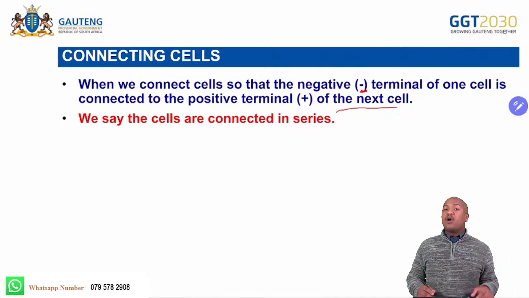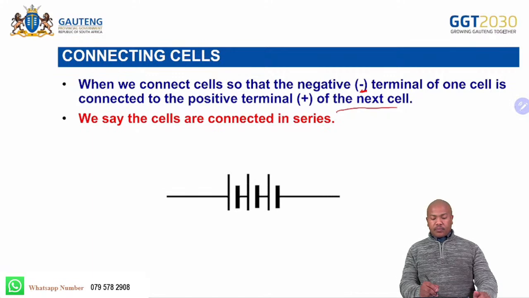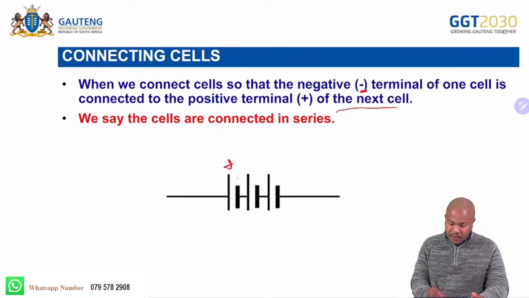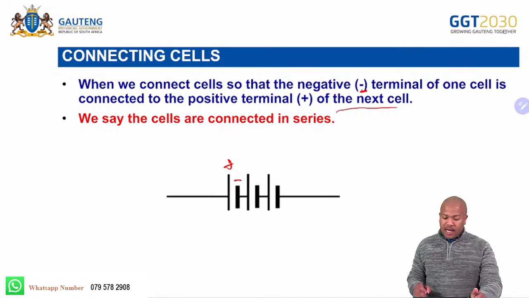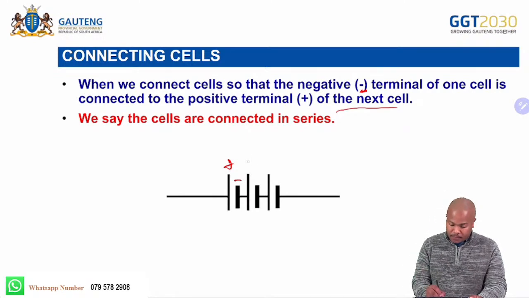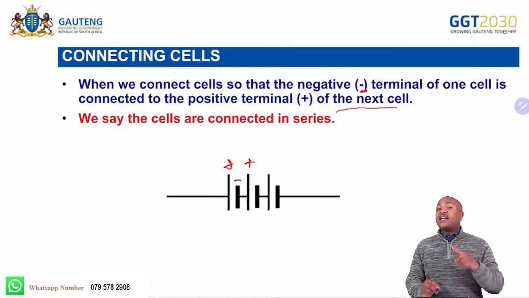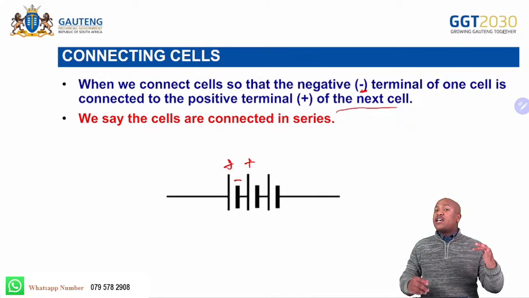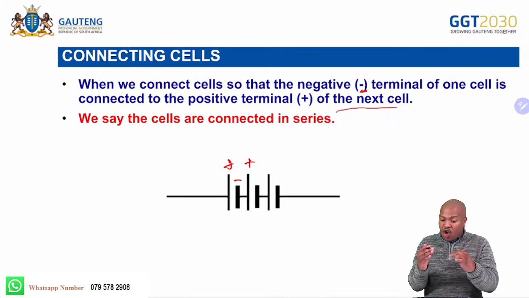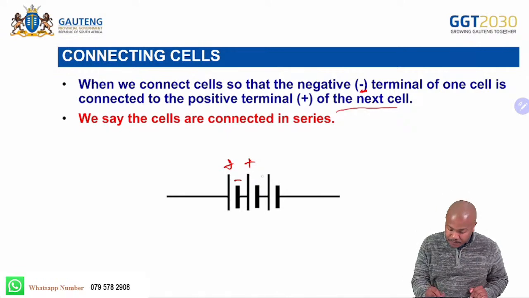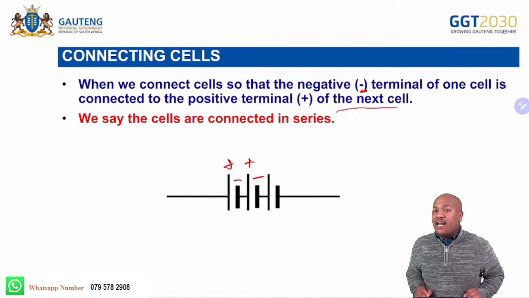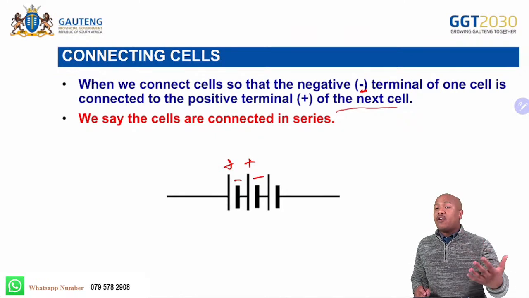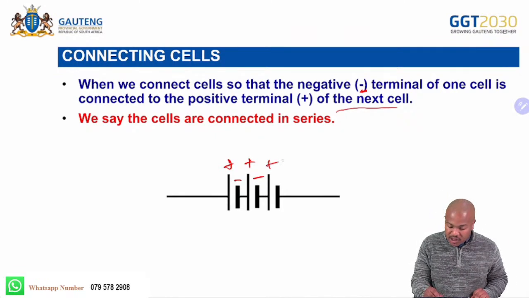This is how they look symbolically. You have the positive and the negative. That is one cell, connected to the other cell. The negative terminal of the first cell is connected to the positive terminal of the other cell. Then, for the following cell as well, the negative terminal of this cell is connected to the positive terminal of this cell.